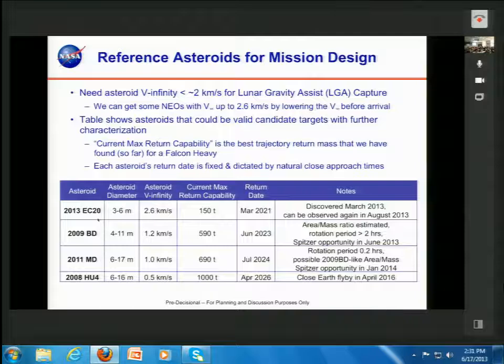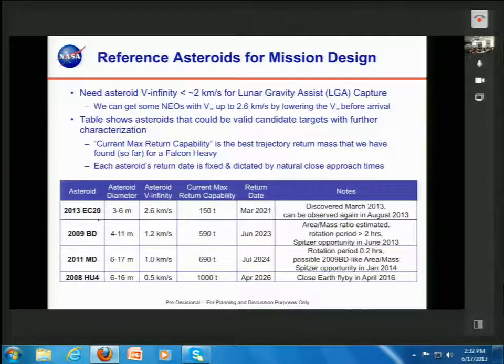So, I'll show you in a bit, there's this website, ssd.jpl.nasa.gov, where you can look at these asteroids and see their natural return dates. The methodology is that we've gone through all existing asteroids and found about 30 of them that are dynamically such that we could return them. And these are the 4 that have a good chance of being characterized.